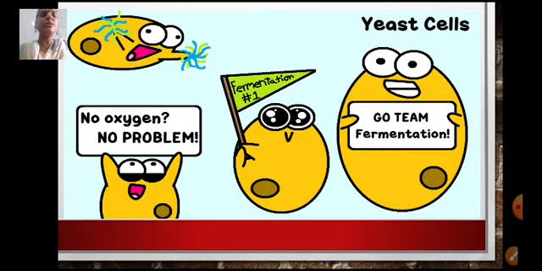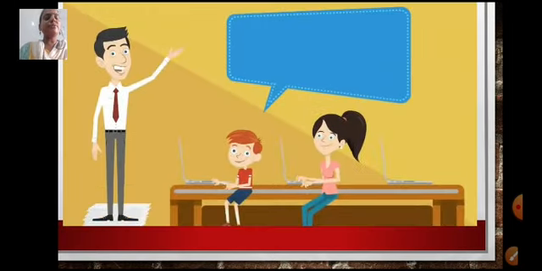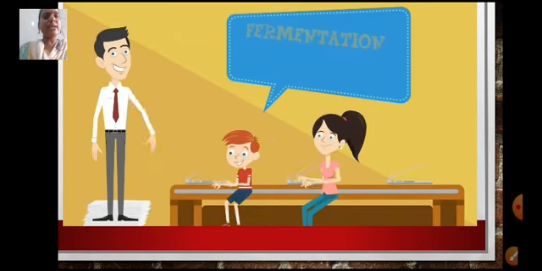But anaerobic respiration not only takes place in our muscle cells, it also takes place in certain organisms such as yeast cells. They don't have oxygen, no problem, they undertake fermentation. So let us understand what this is with the help of this video. During anaerobic respiration that takes place in yeast, let us see what happens.